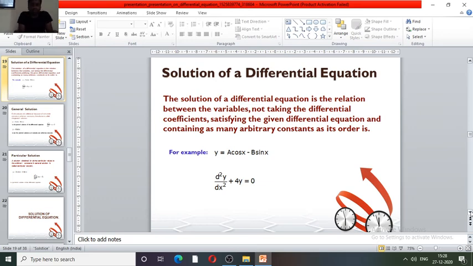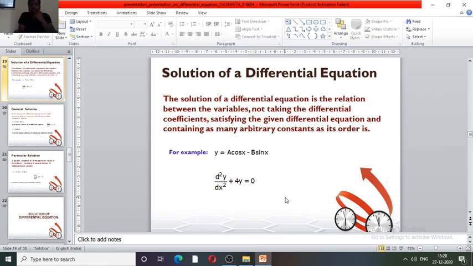Here I am discussing the solution of a differential equation. This is the reverse, or opposite, process of the formation of differential equation. In the formation of a differential equation, we are given some equation, and using this equation we finally find the differential equation which satisfies this family of curves, straight lines and all these things.